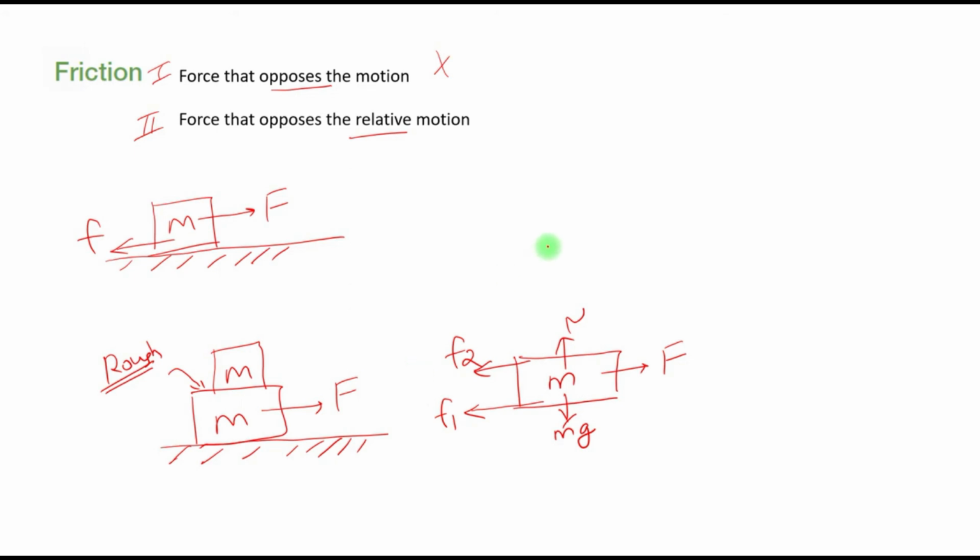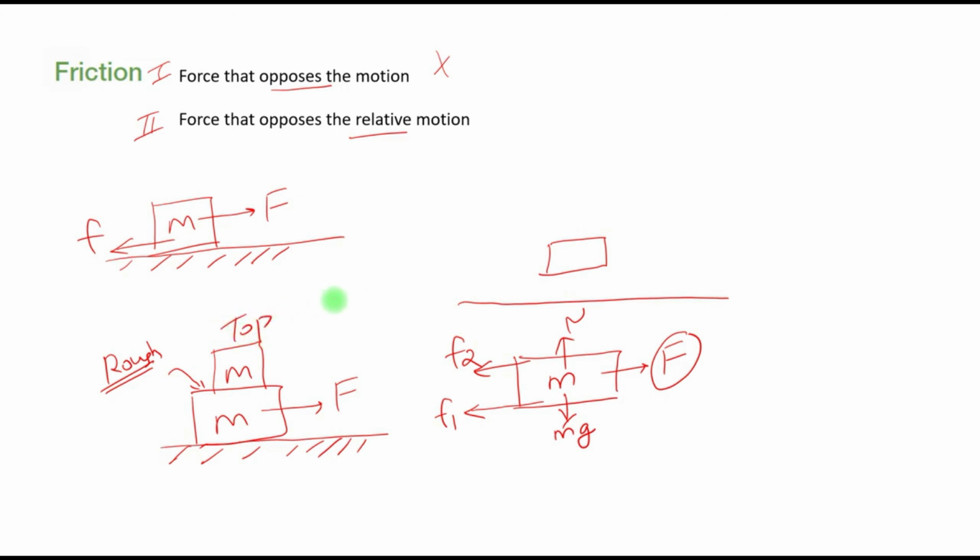Now let's consider the topmost block. In this particular case, there is no horizontal force. This capital F was being applied on the bottom block and not the top one. So in the top block, that capital F won't come. Can you tell me what forces are acting upon the top block? mg.